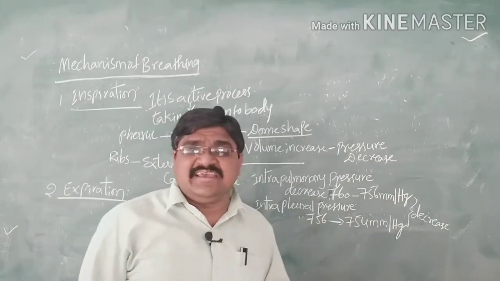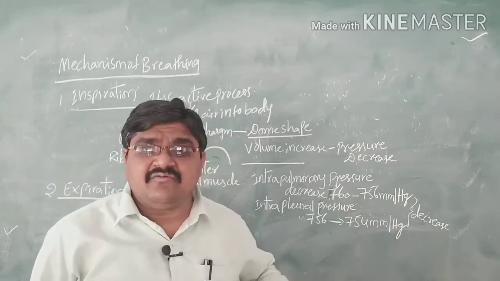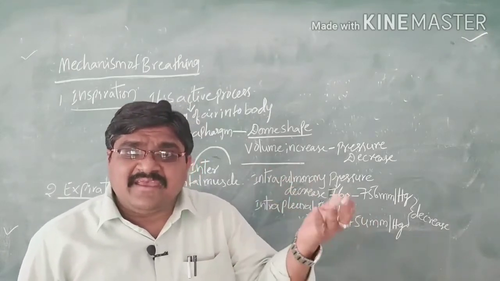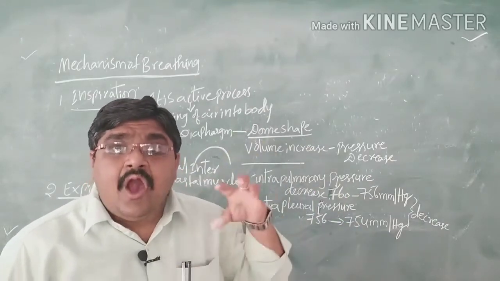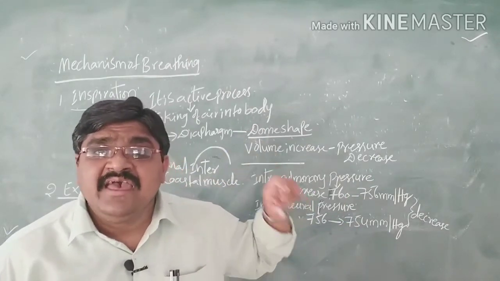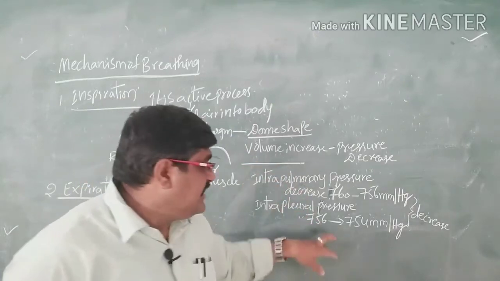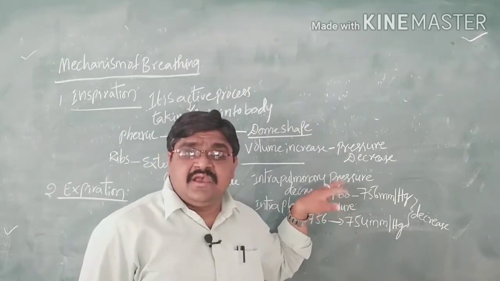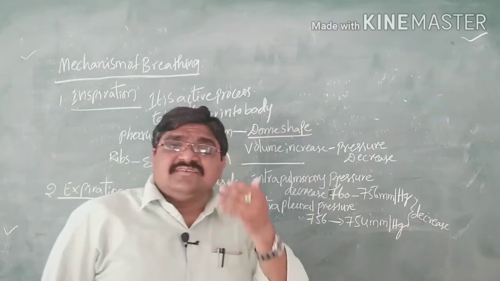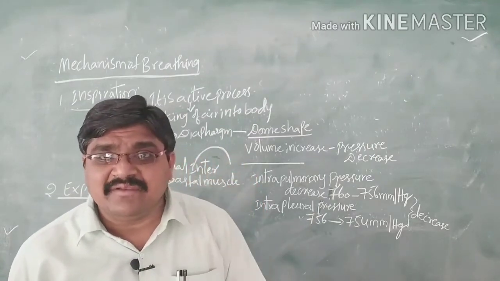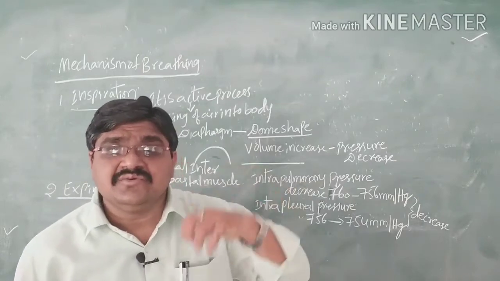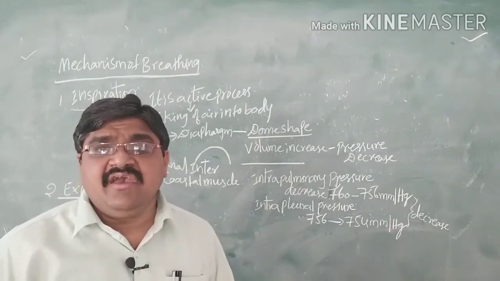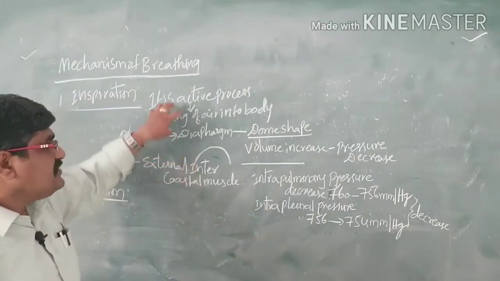Due to the pressure decrease, the volume is increasing and the pressure is decreasing. What happens here is the atmospheric air enters into the body until it becomes equal to the atmospheric pressure, which is 760 millimeters of Hg. Up to that level the process continues, where the air enters into the body. This process is called inspiration.